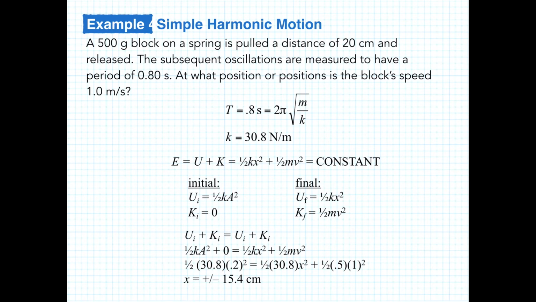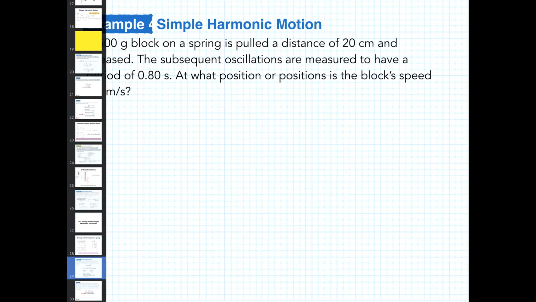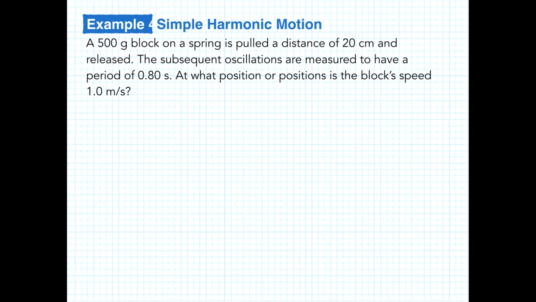So if you have a block on a spring, it's pulled a distance of 20 centimeters and released. The subsequent oscillations are measured to have a period of 0.8 seconds. That's how we're going to figure out what our omega is. We want to know at what position or positions the block's speed is 1 meter per second. So we're just using energy the way we always have.